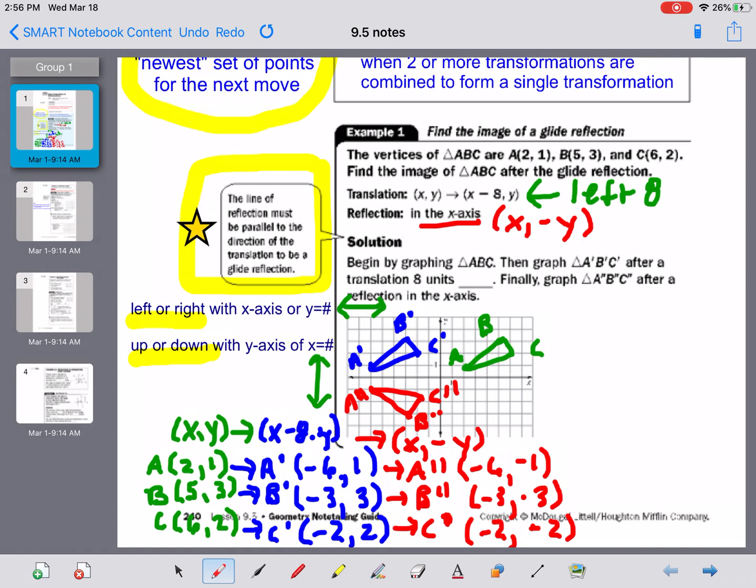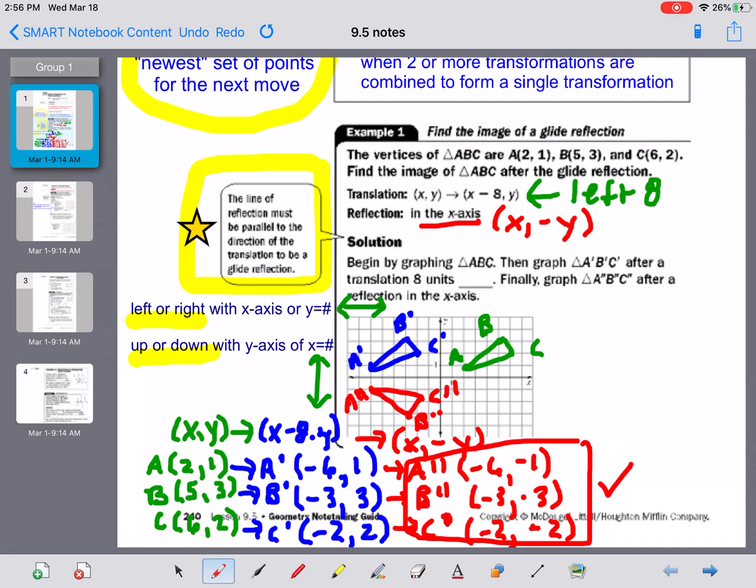Now, if somebody asks me what's the final answer to this question, these final 3 points in that final triangle I drew on the graph, that's my final answer. So a glide reflection has a glide followed by the reflection, and this is my final answer with these 3 points.